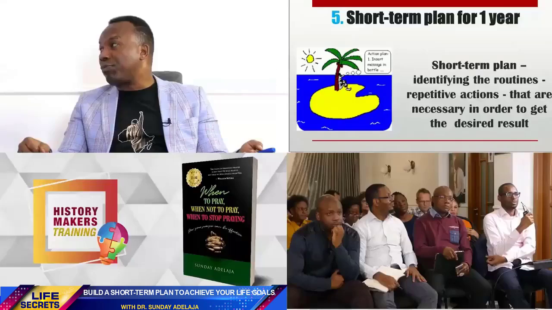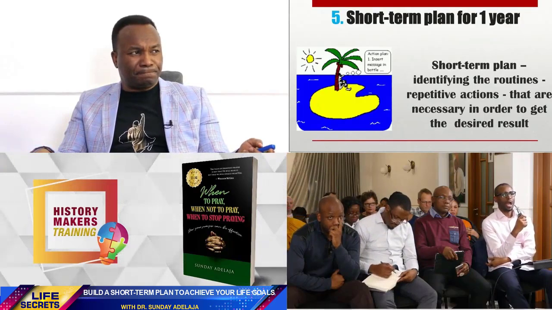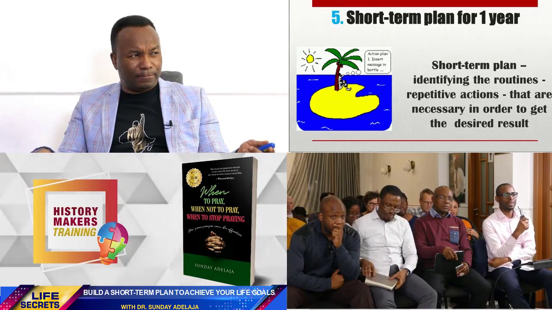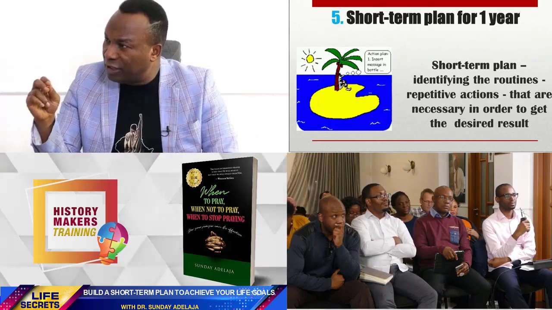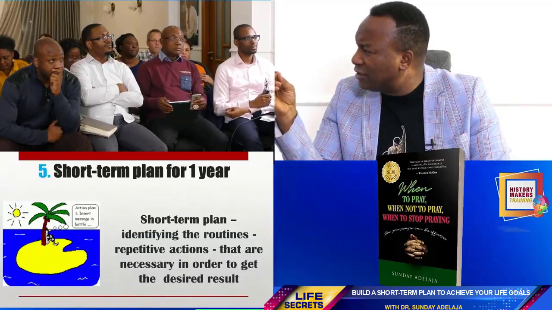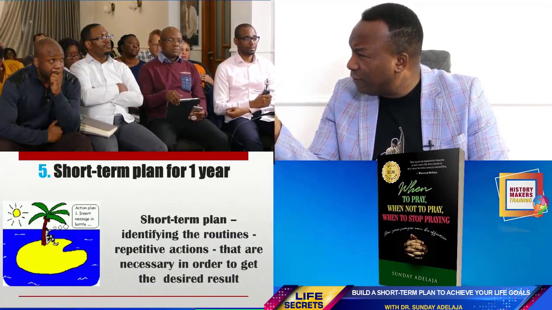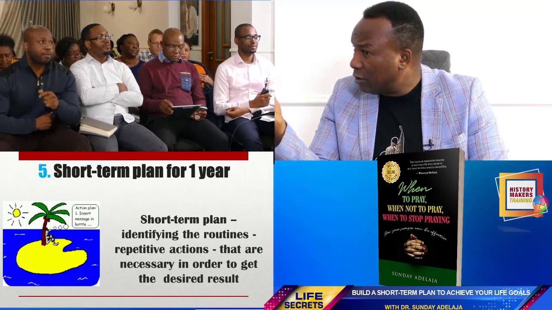Number 5, short-term plan for 1 year. Short-term plan: identifying the routines, the repetitive actions that are necessary in order to get the desired results. So what are routines? Now, in the English language, do routines sound boring and oppressive, or are they just normal words? They sound boring.